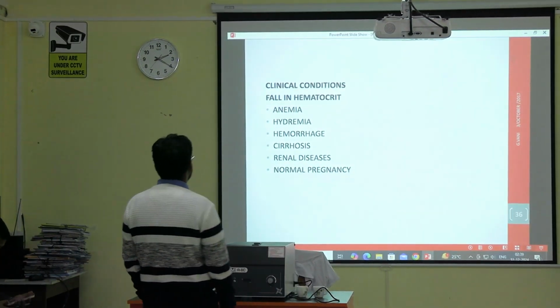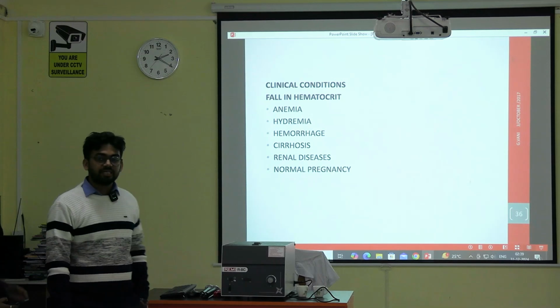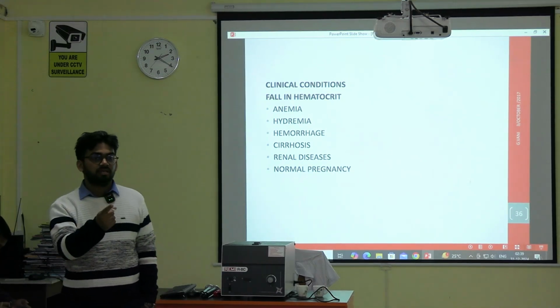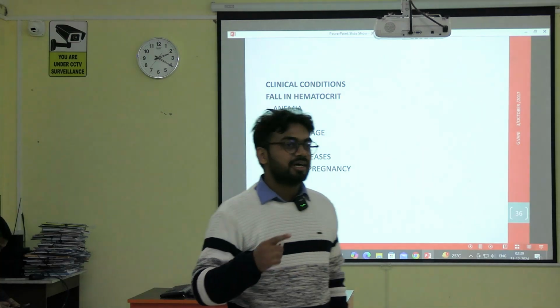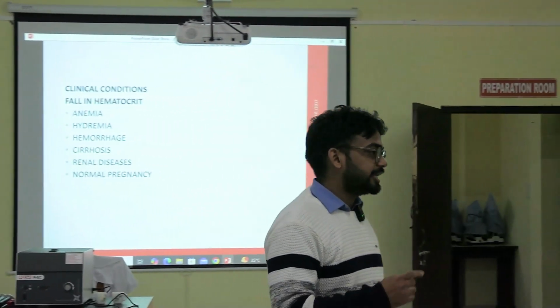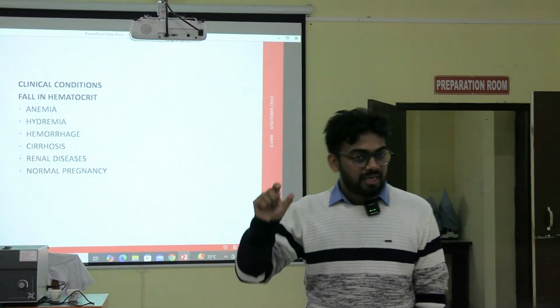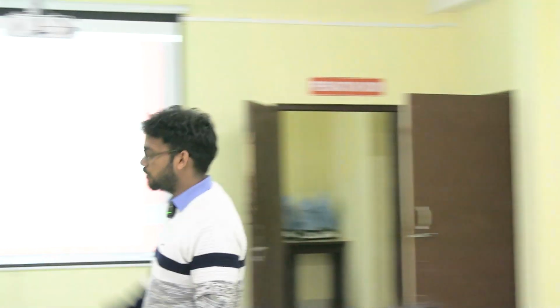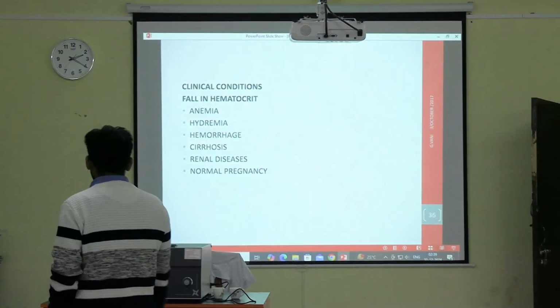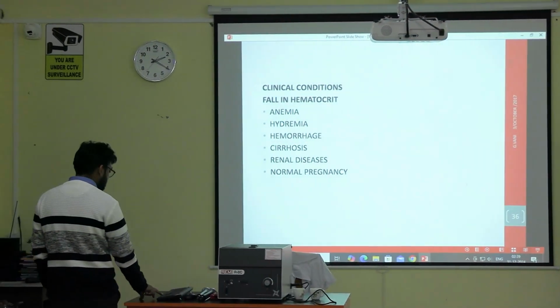Renal diseases, normal pregnancy. In normal pregnancy, what happens? I told you, there would be dilution of blood, so that's why the PCV value is less. In pregnancy, the RBC value doesn't decrease; the blood becomes more diluted. Can I go to the next slide?